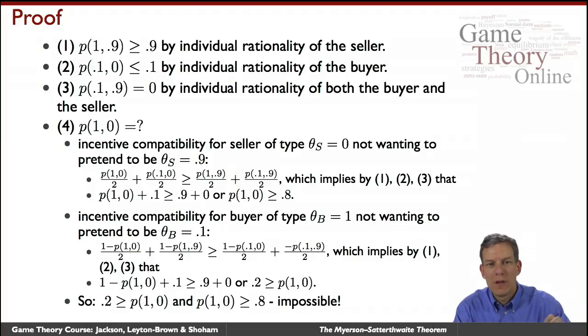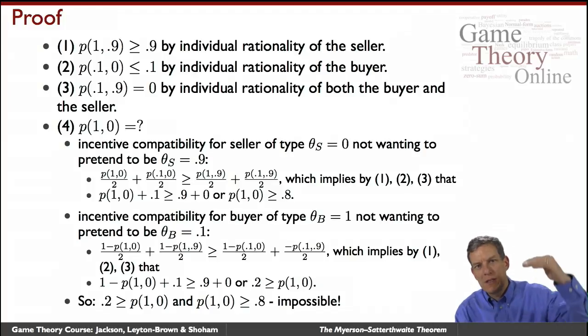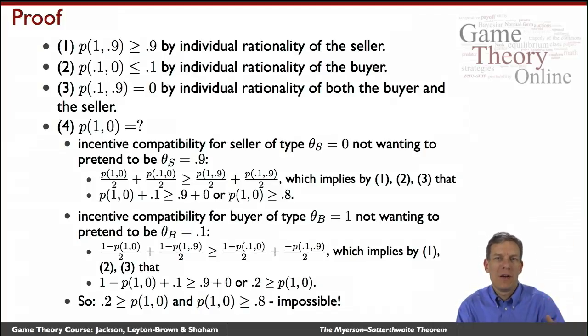Basically, once we put in the individual rationality conditions, then the incentive compatibility conditions are going to say the price has to be pretty high to keep the seller honest, and the price is going to have to be very low to keep the buyer honest. Can't do that at the same time. No price is going to work. So incentive compatibility plus individual rationality plus having trade exactly in the right situations is going to be impossible.